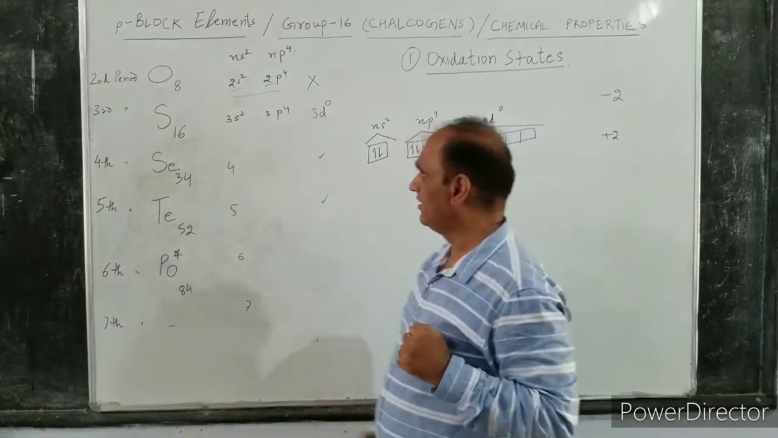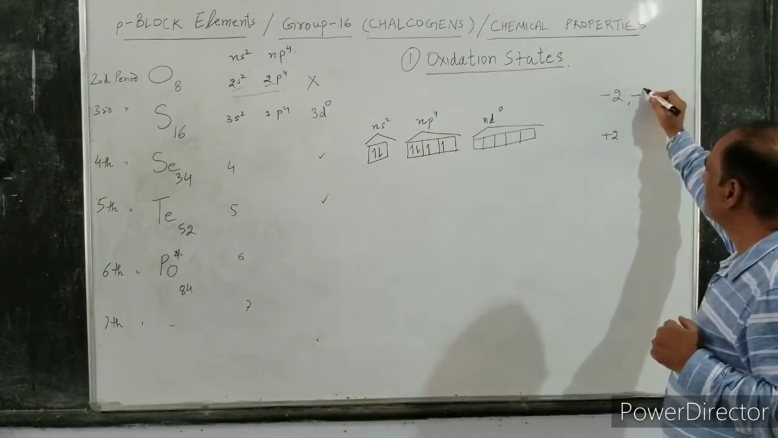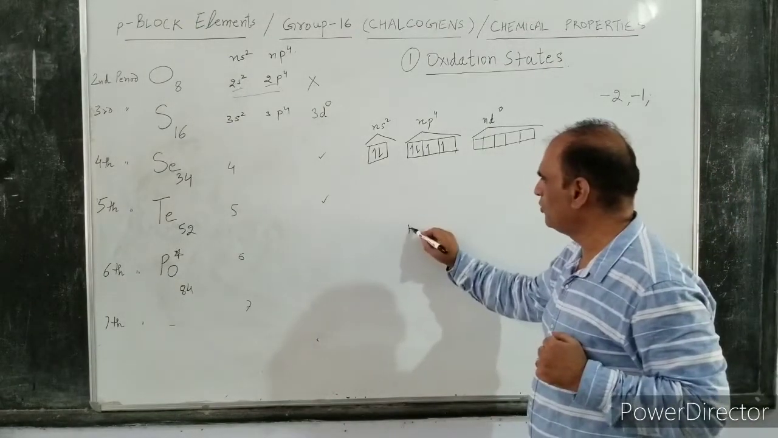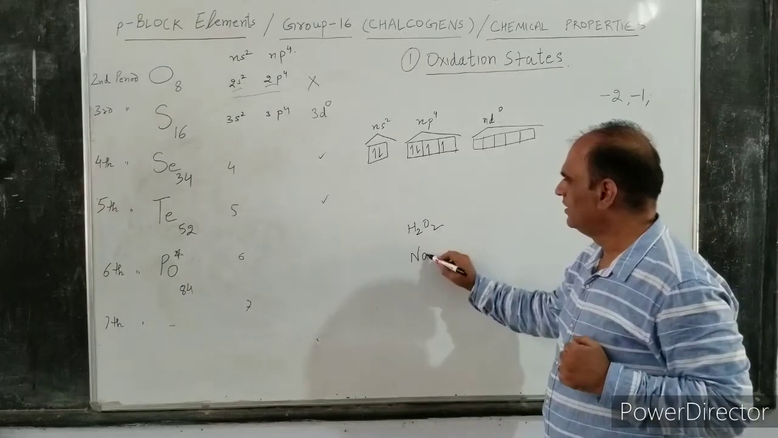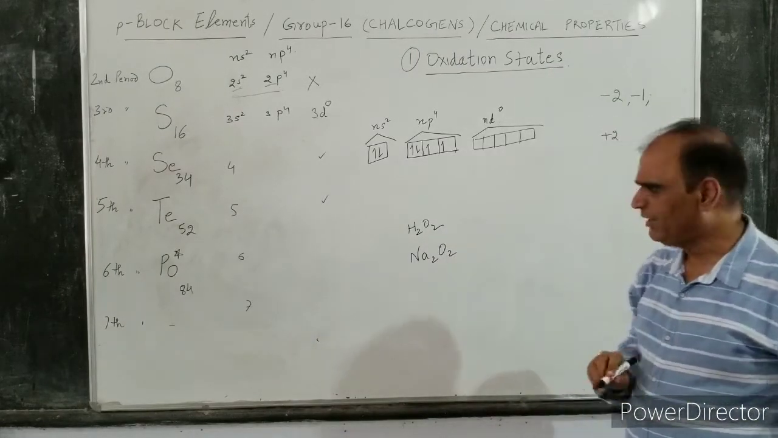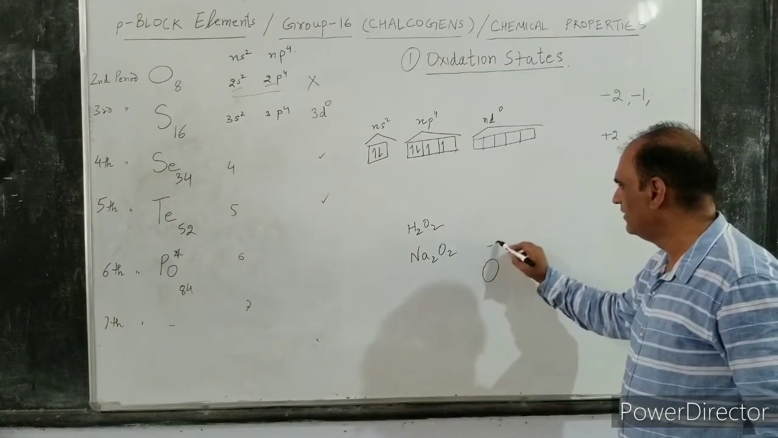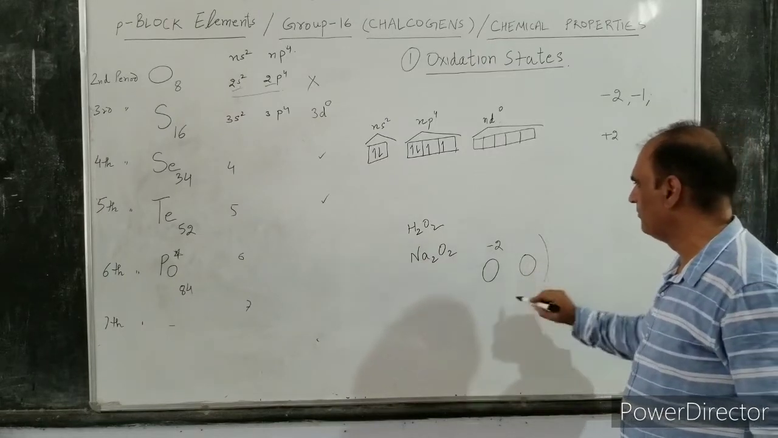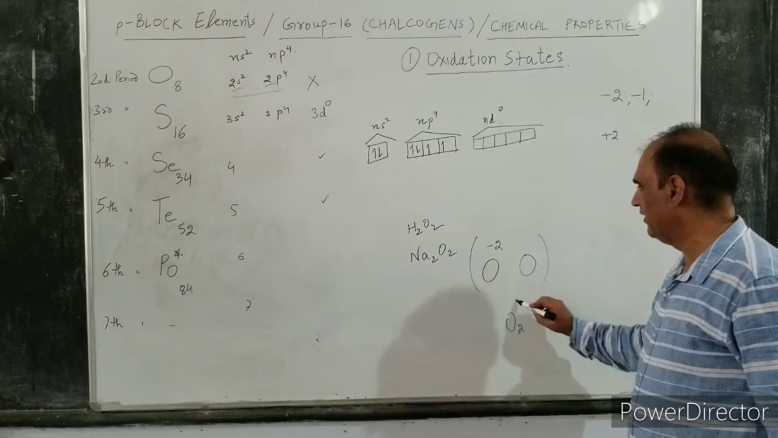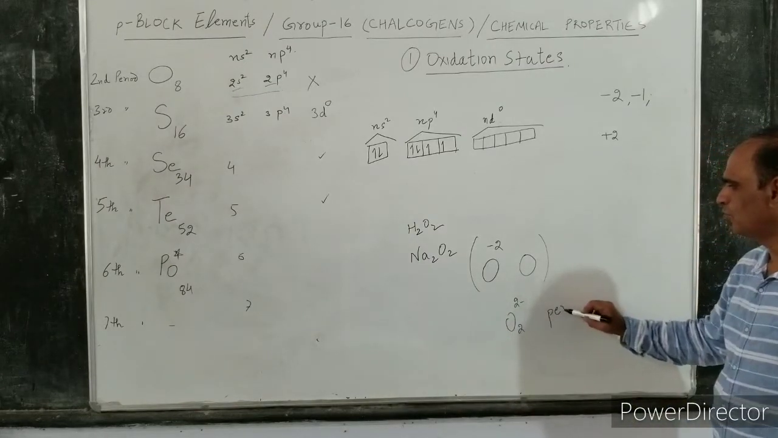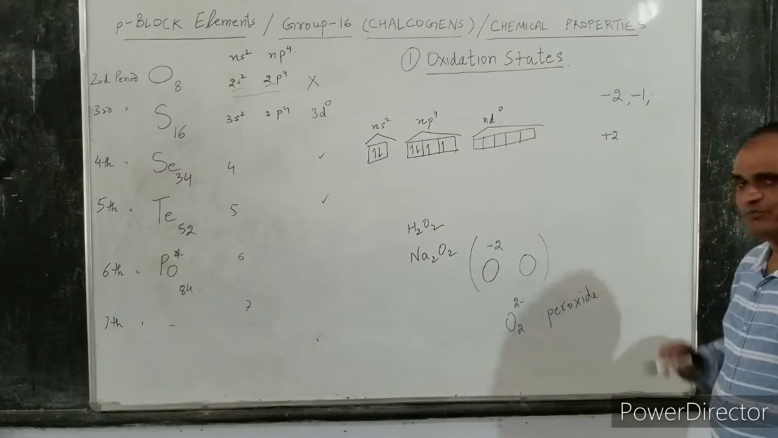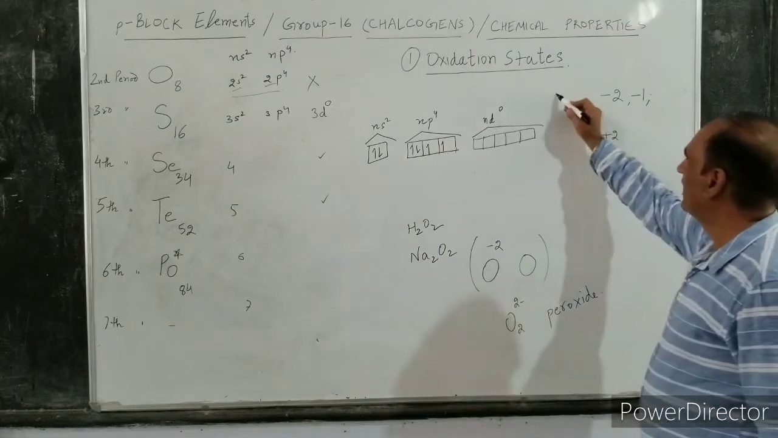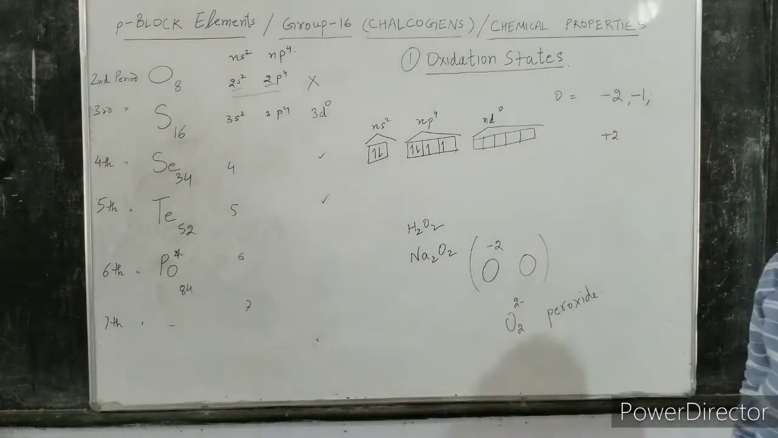Then oxygen also shows -1 state in its peroxides. You know H2O2, Na2O2, these compounds are peroxides. Peroxide means when an oxide shares its 2 negative charge with another oxygen atom, then this O2 2- ion is called peroxo or peroxide ion. So oxygen forms peroxides. That is why oxygen also shows -1 state in its compounds.